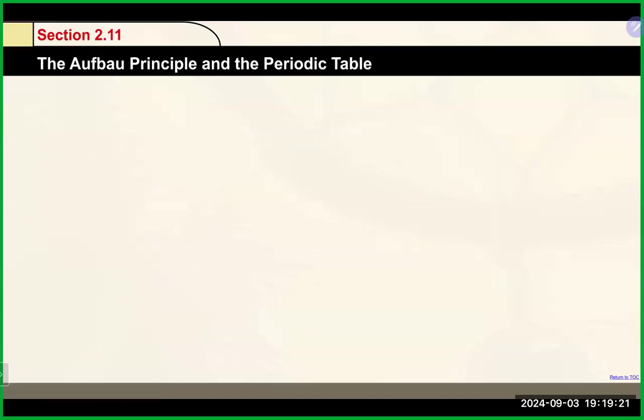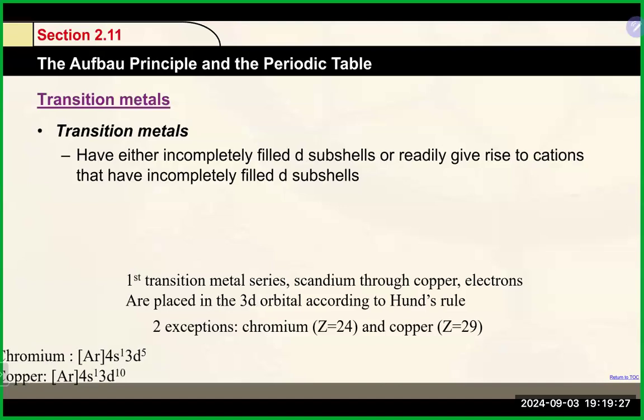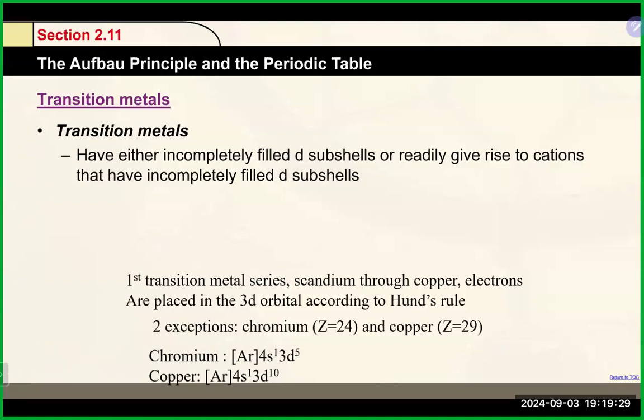But I did want to now talk, speaking of transition metals, about electron configuration for transition metals. So for our transition metals, they are a little bit different in certain cases, and they're also a little bit different in terms of what happens when they do gain a charge in terms of electron configuration. First off, our transition metals are pretty much where the d orbitals are on the d subshell. So transition metals have incompletely filled d subshells, or they give rise to cations that have incompletely filled d subshells.